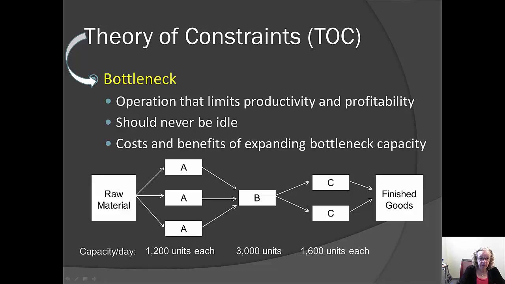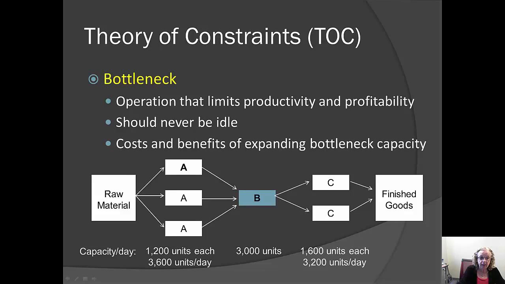For example, this firm has 3 machines in Department A. Each machine can produce 1,200 units per day. That means altogether, Department A can churn out 3,600 units each day. In Department C, there are 2 machines that can churn out 1,600 units each. So altogether, Department C could produce 3,200 units each day.